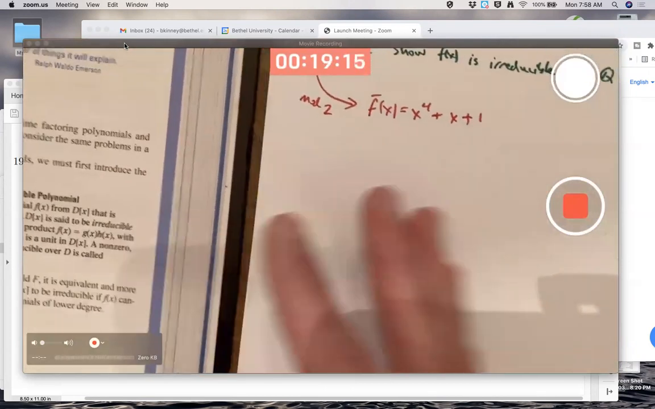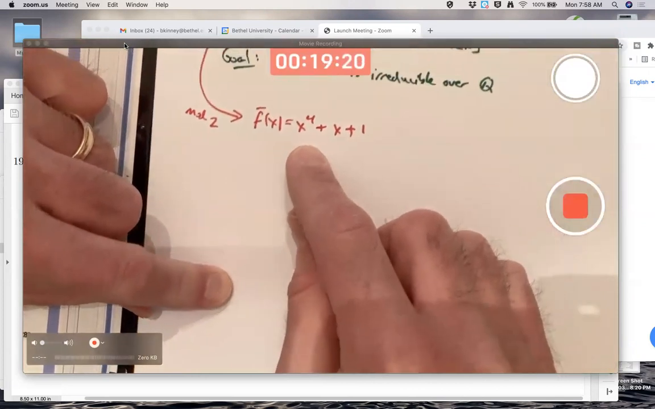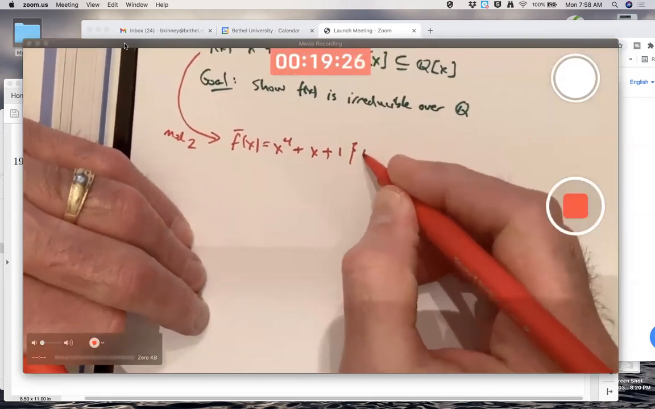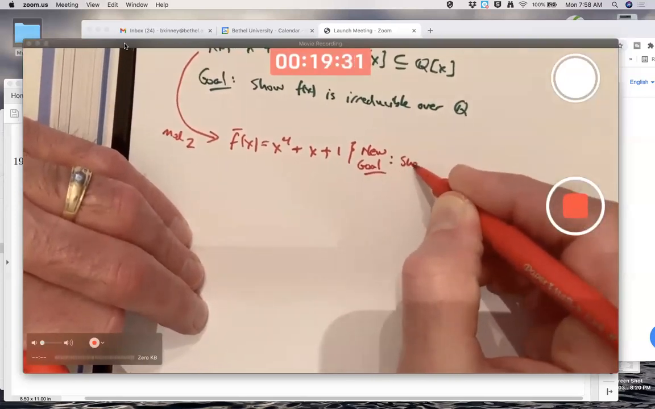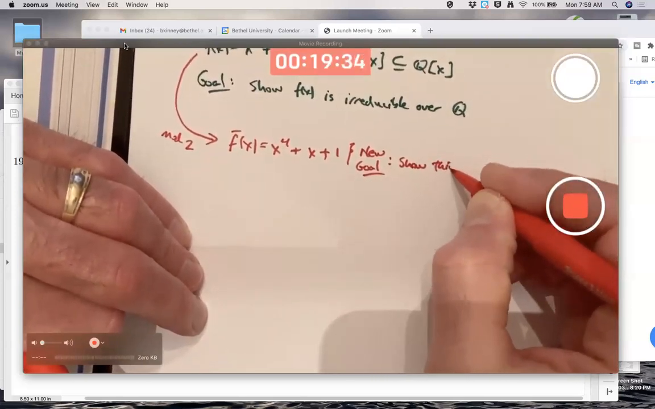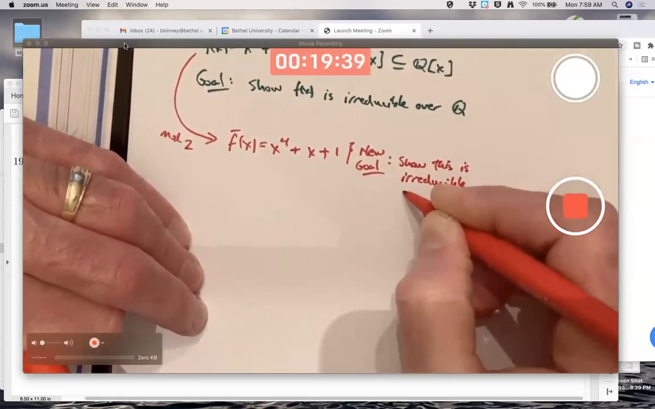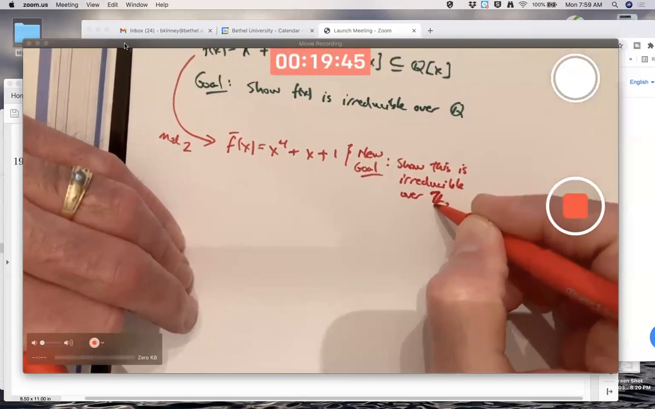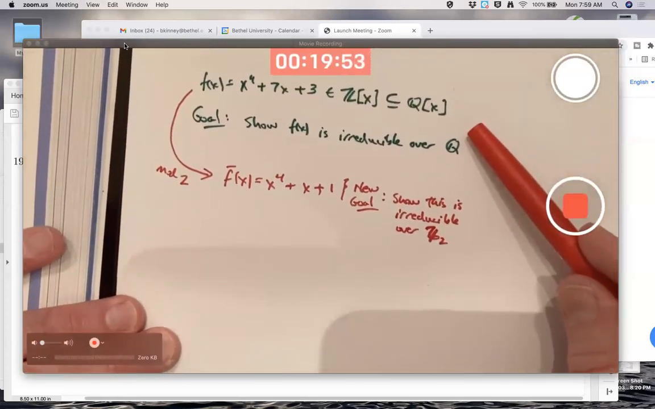Okay, so where were we? We want to show this is irreducible over Q by showing this is irreducible over Z2. That's what the mod P irreducibility test will allow us to do. This is a new goal: show this is irreducible over Z2. And again, if we can do that, then we can apply the mod P irreducibility test to conclude that this is irreducible over Q.